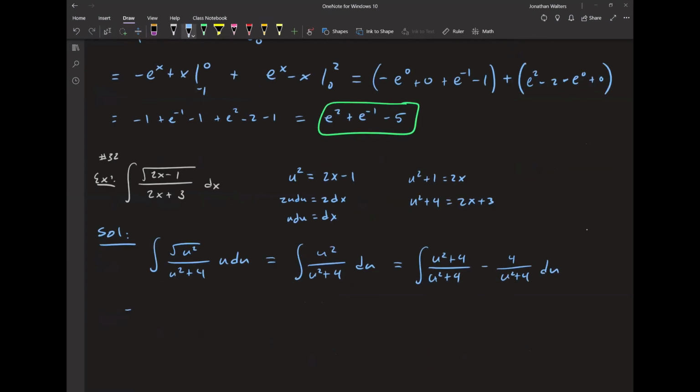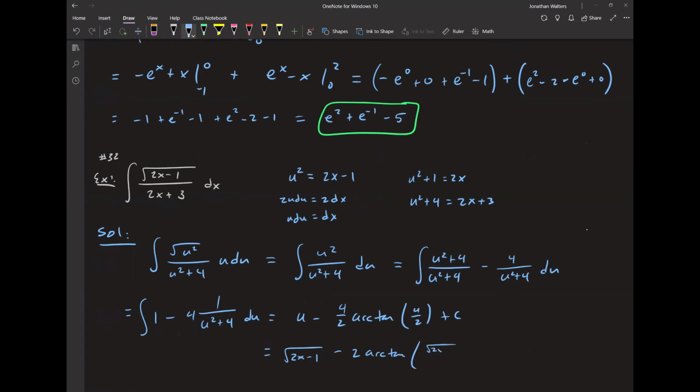So that's going to be the integral of 1 minus 4 times 1 over u squared plus 4 du, which is going to be u minus 4 over 2 arctan of u over 2 plus c. And u is square root of 2x minus 1. So this is going to be square root of 2x minus 1 minus 2 arctan of square root of 2x minus 1 all over 2, plus c.